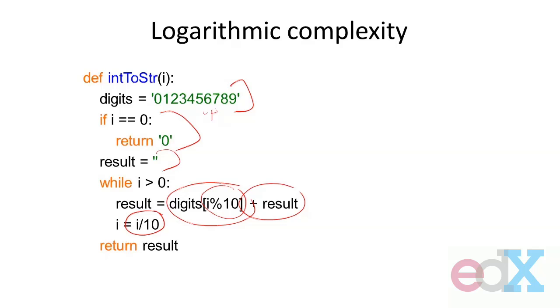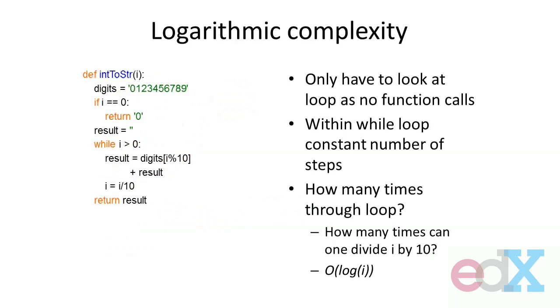Now, if I were to count steps here, what really matters is that loop. And in fact, let's look at that. I only have to look at the loop because there are no function calls here. And within the loop, how many steps do I have? Well, I've got the remainder, that's 1. I've got the add, that's 2. I've got the lookup, that's 3. I've got the assignment, that's 4. I've got the division, which is 5, and the assignment, which is 6. So there are 6 steps within the loop.